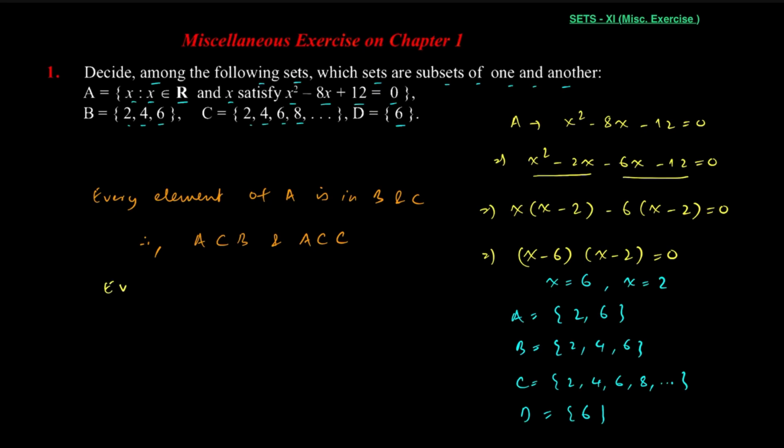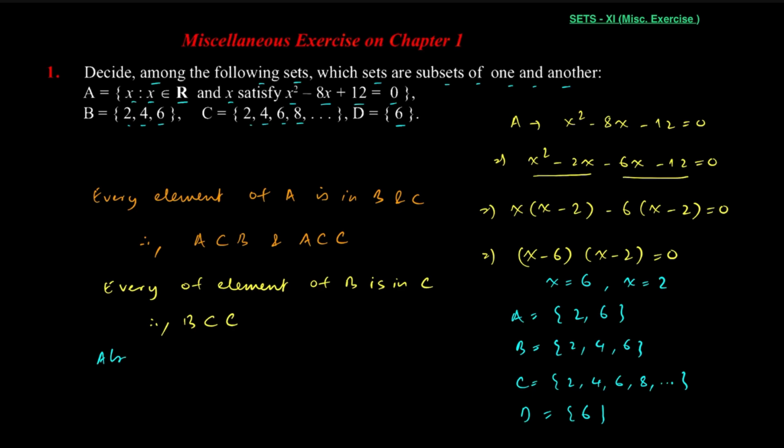Similarly, every element of set B is in set C. Therefore, B is a subset of set C. So here also the elements of set B are contained in set C as well. So set B is a subset of set C.